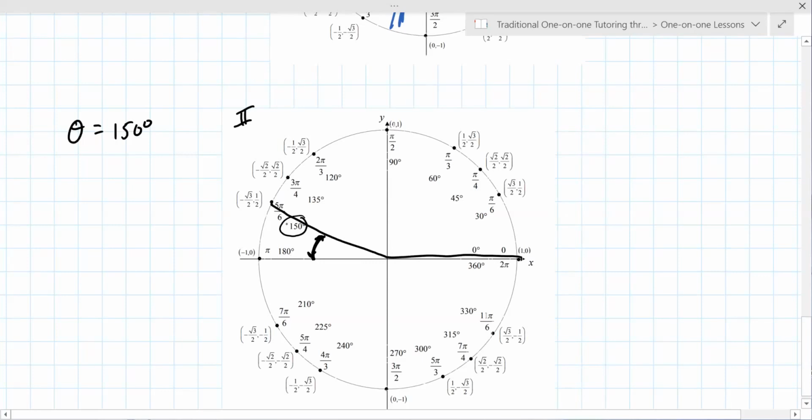So how do you get the reference angle? How much more do you have to add to 150 to get to 180? 30. So that's your reference angle.